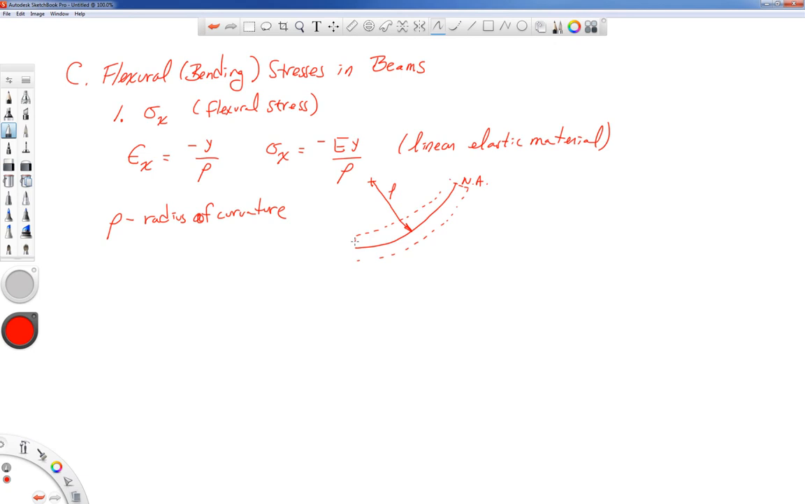Try to sketch something in there. And then the distance y is the distance upward from the neutral axis, positive upward. It can take on positive or negative values. The biggest positive value it can get is from the neutral axis to the top edge of the beam. The biggest negative value it can take is from the neutral axis to the bottom of the beam.